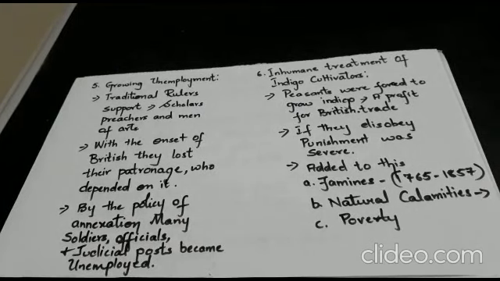The next cause was inhuman treatment of the indigo cultivators. The peasants were forced to grow indigo, which was a profit to the British trade. If they disobeyed and grew food crops, the punishment was very severe. Added to this, there was a lot of famine between the years 1765 to 1857. Natural calamities, and thus India led a poverty condition during this particular period of time.